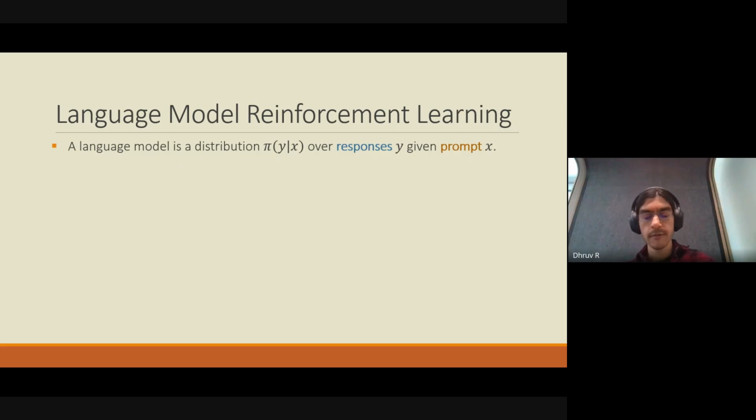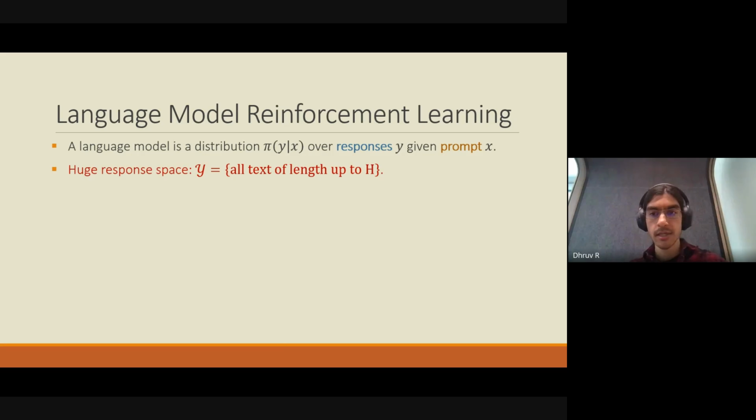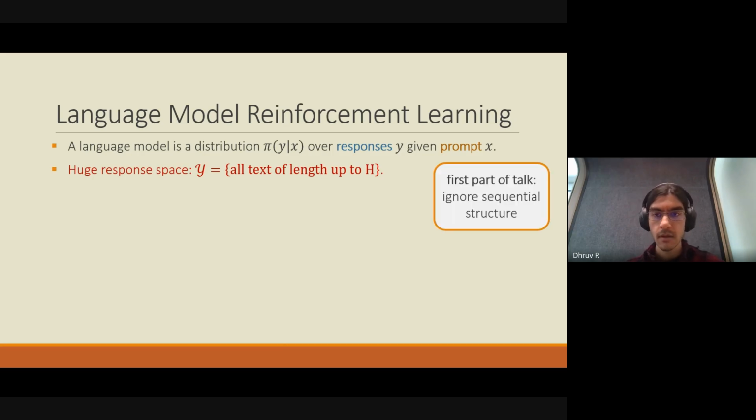So in language model reinforcement learning, we have a language model. It's just a distribution over responses given prompts. Now, the response space is, of course, huge. It's exponentially large in the length of text that we can allow. And for the first part of this talk, I will be ignoring the sequential structure in the response space, and I'll come back to this later. But for now, we should just think of this as some huge response space that we cannot enumerate over efficiently. And the way we have of accessing this response space is some base model, which we'll call pi base. So this is a language model.